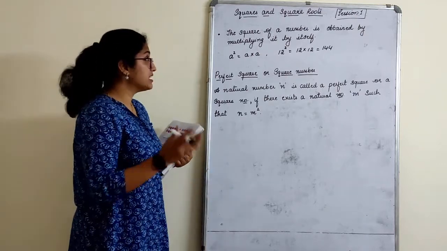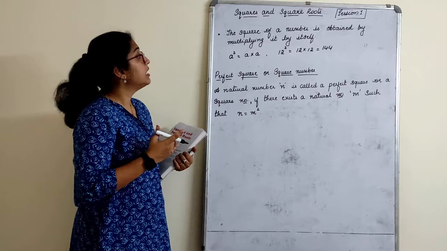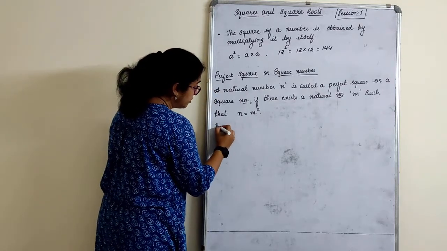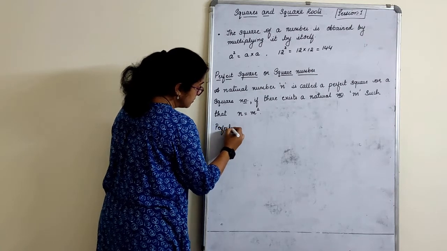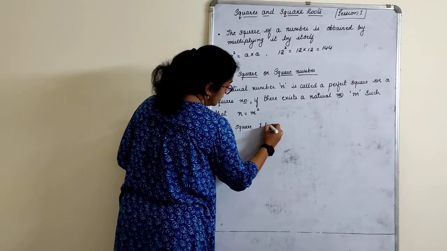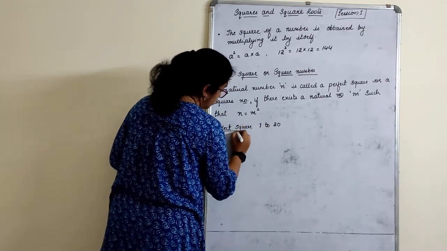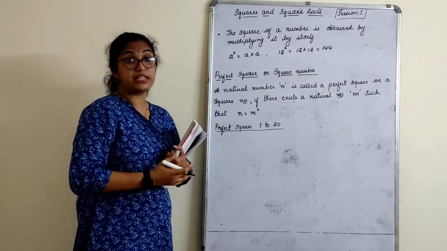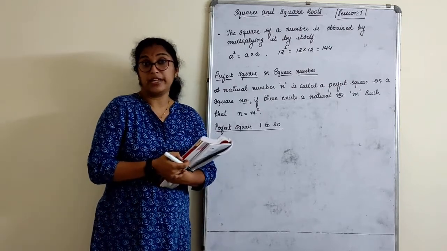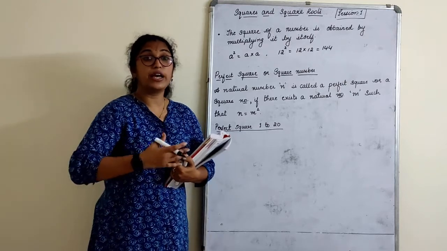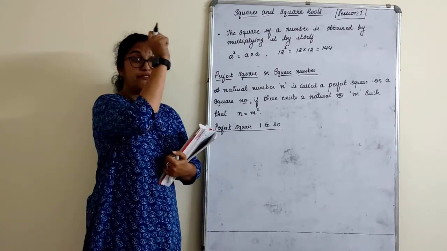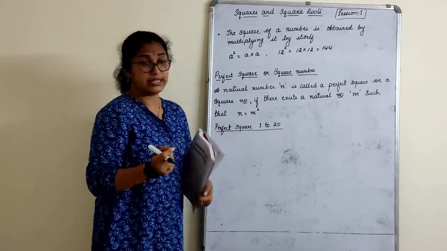So now what you have to do is give the heading as squares and square roots and write this down. After this you need to write perfect squares from 1 to 20. And children, you need to be very perfect with the perfect squares from 1 to 20. If I ask you the square of 13, you should know that it is 169. Square of 15, 225, right? So you should know the perfect squares from 1 to 20 by heart.